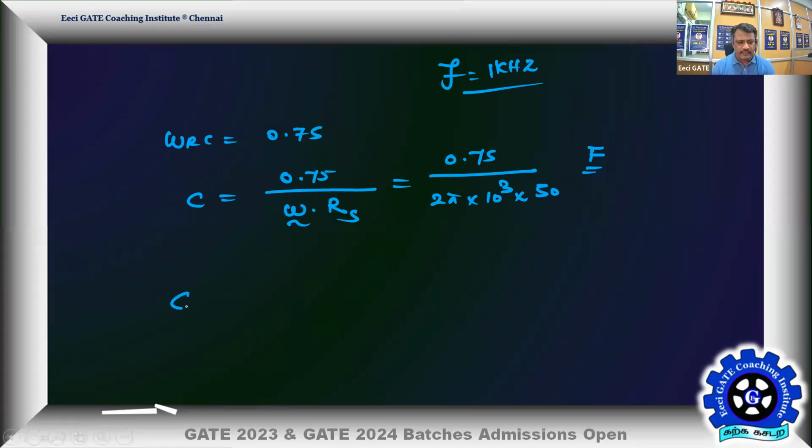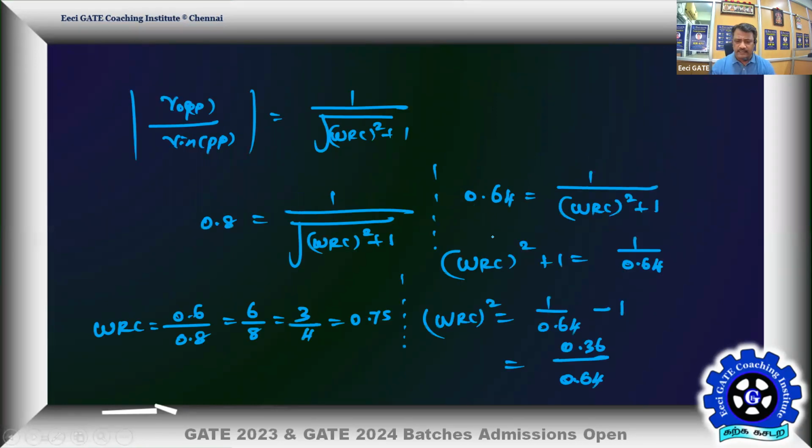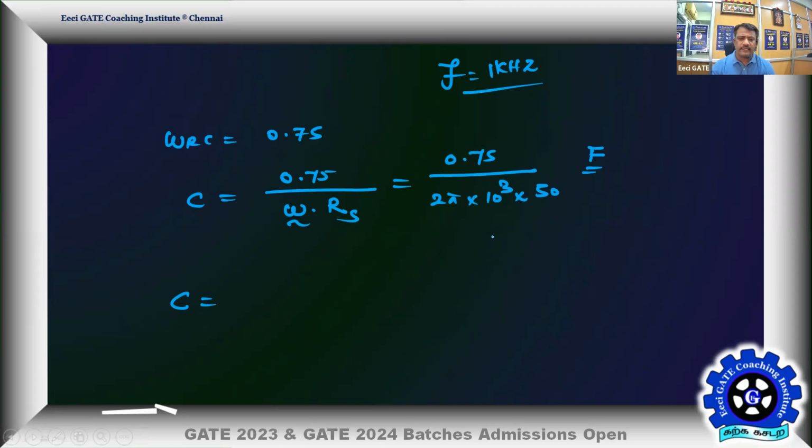So then C is equal to, let me have a small check. Omega RC is equal to 0.75, that is 3 by 4. Then omega is 2 pi F, RS is 50. So 2 into 50 will be 100, and it is going to be 10 power 3, so 10 power 5 it is going to become. Rest is 0.75 divided by pi. 0.75 by pi into 10 power minus 5 farads we can say.